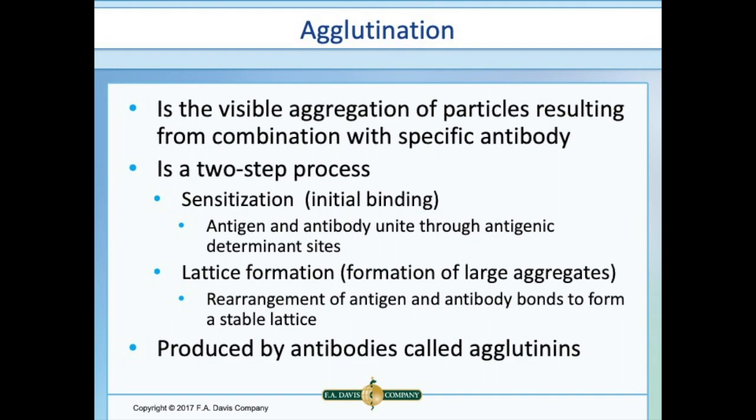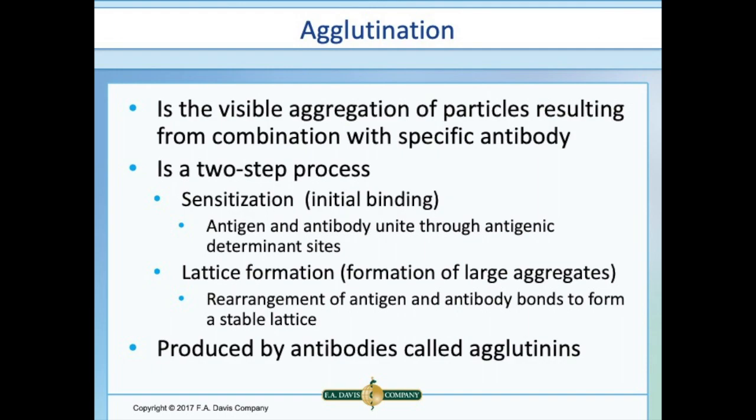It is a two-step process, because the first step is known as sensitization. Sensitization is the initial binding. The antigen and antibody are introduced for the first time, and they unite through the antigenic determinant sites. And then, after sensitization, the next step is lattice formation. Lattice formation is the formation of large aggregates. There would be rearrangement of antigen and antibody bonds to form a stable lattice.